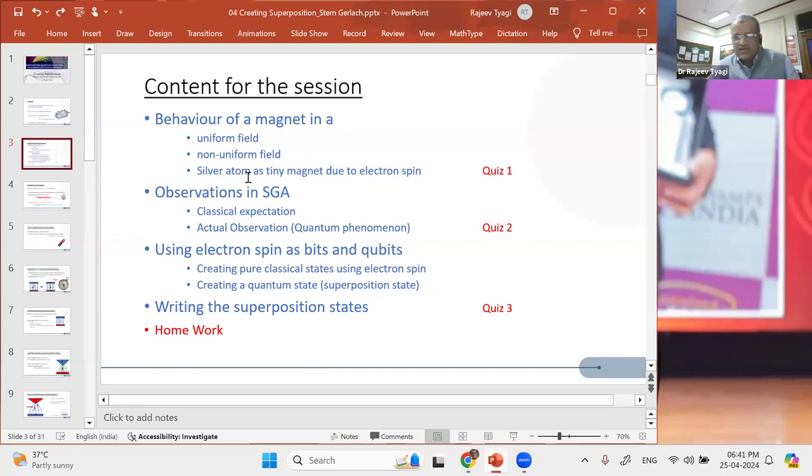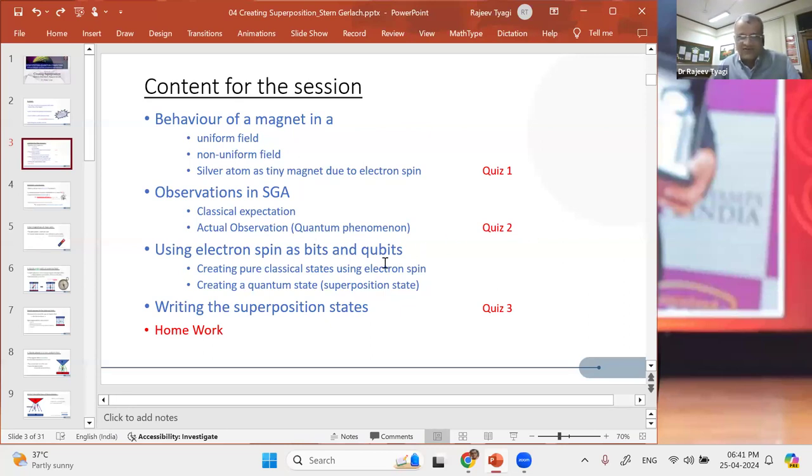And then of course, because the silver atom behaves like a tiny magnet due to its electron spin, that's why we are talking about these things. Then in the second phase, we'll talk about observations in SGA. SGA is for Stern-Gerlach apparatus. So we'll see what are the classical expectations, which means in this usual world, what should it be? What do you expect that it should be? But then we'll talk about what is actually seen. And that's a quantum phenomenon that we'll see.